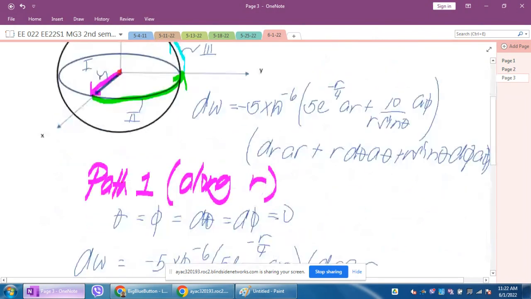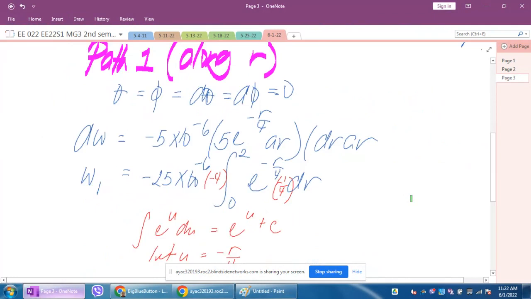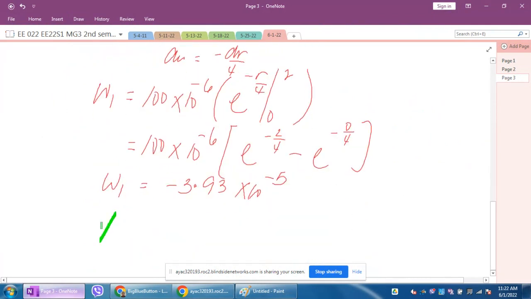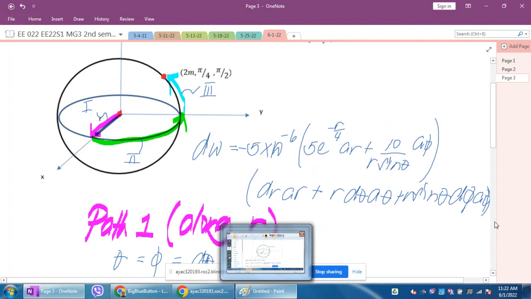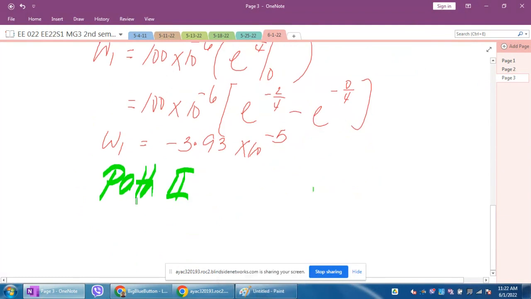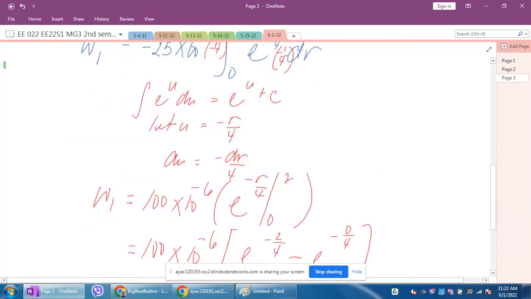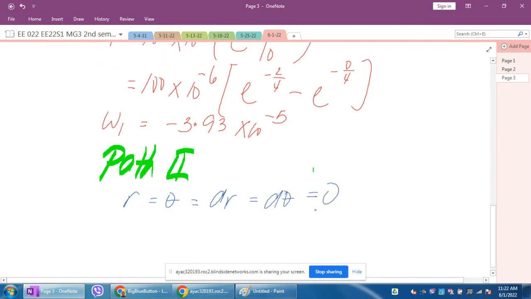Sige. Punta tayo sa work 2. Work 2 is along green. Path number 2 natin, along P tayo. So, syempre, R at saka yung theta, 0. So, dito po, yung R, yung theta, yung dr, at yung d theta, wala pong value lahat yan pag nasa path number 2 tayo.